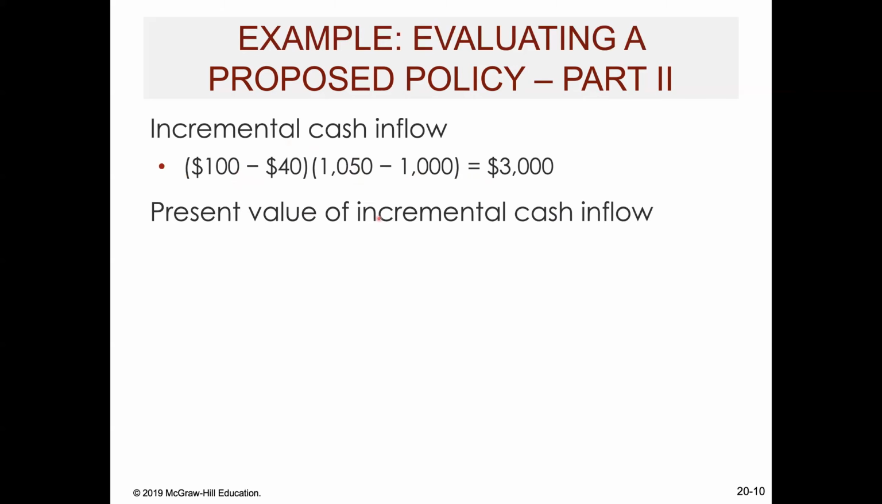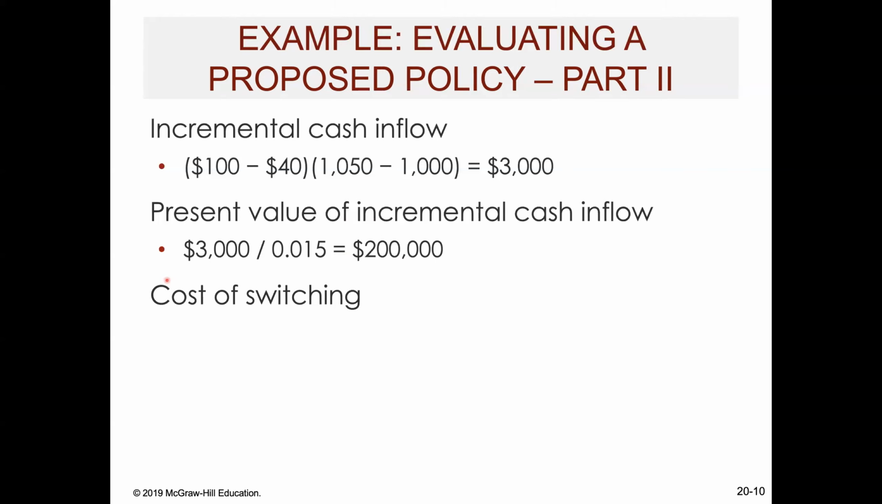So what's the present value of this incremental cash inflow? Well, what we do, this is a perpetuity formula. We're assuming that this change will go on in perpetuity. And so this $3,000 will continue to happen each month. So we've got $3,000 divided by the discount rate, our required rate of return of 0.015 or 1.5%. So the present value of the incremental cash flow is $200,000. So this is what it is worth to us because of the additional sales that we're going to get. This is the present value of that.